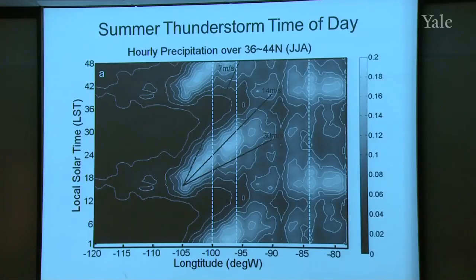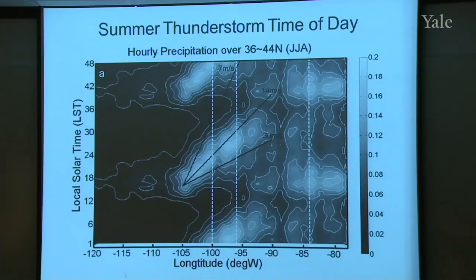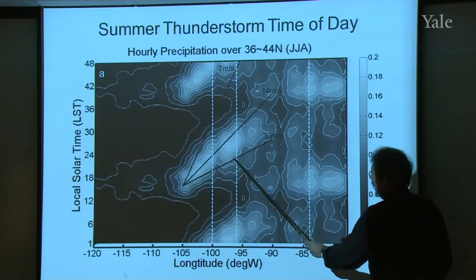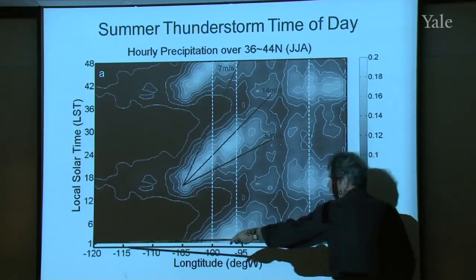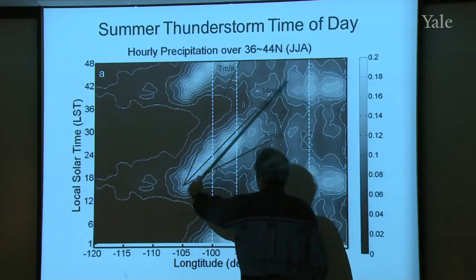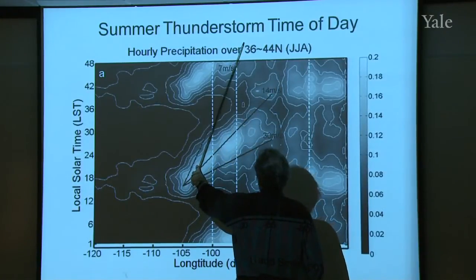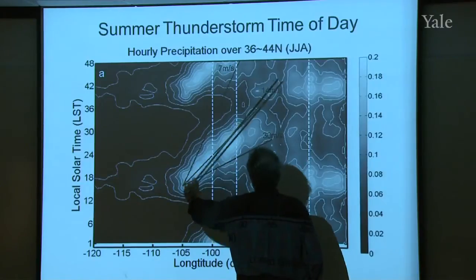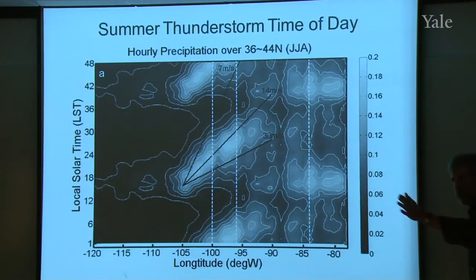What are those dotted lines? I think they're reference lines for some other figure in the paper that's not shown here. So there are sloping lines that are drawn in here at different speeds. Since this is distance versus time, a slope represents a propagation speed, 30 meters per second, 14 meters per second, 7 meters per second. These disturbances move eastward at about 14 meters per second, bringing those thunderstorms progressively later as you move towards the east.